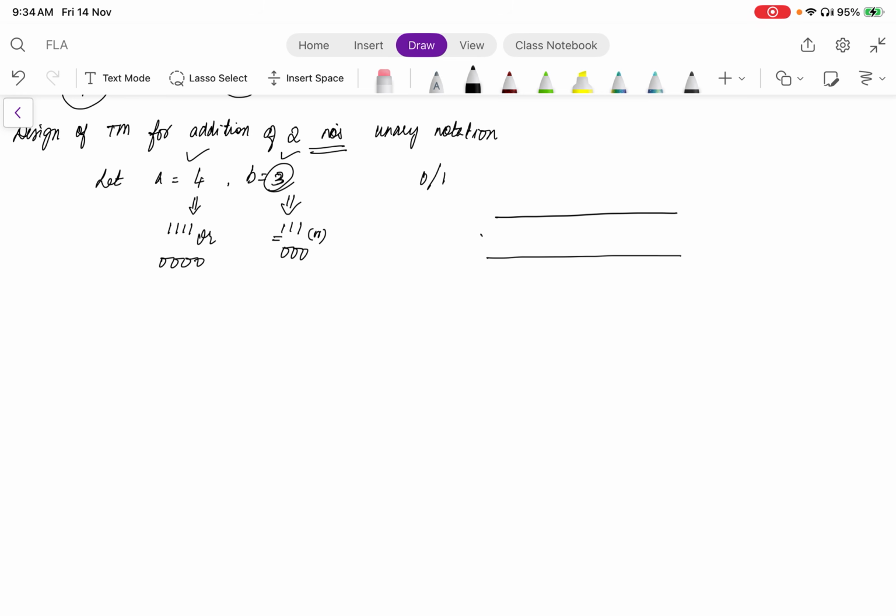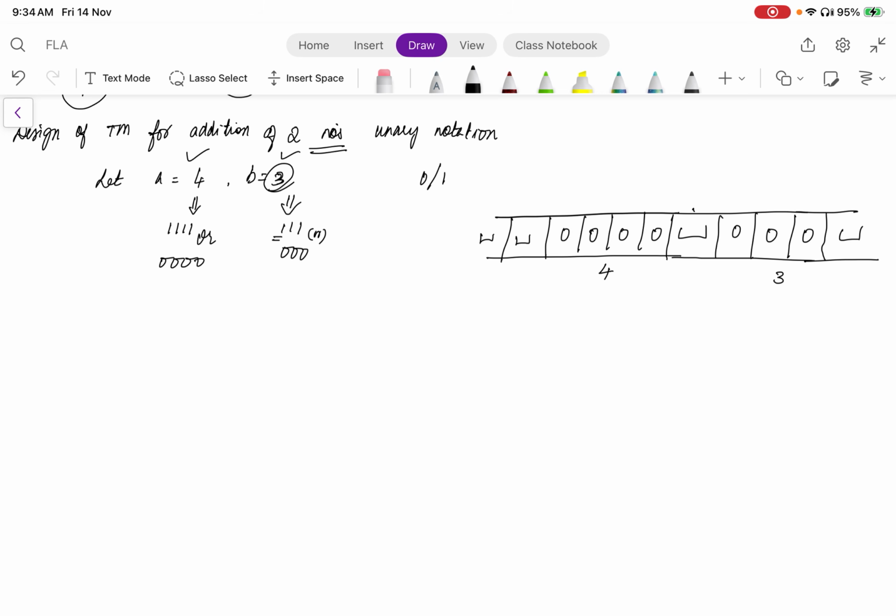Your input tape will have blank space before the string and after the string also. So four ones, four zeros, sorry. I am representing using zeros. Four zeros. In between, I'm using a separator to separate two numbers. Next number is 3. 4 plus 3. After this, it's a blank space. So this is the 4 representation. This is 3 representation. In between, you have a separator to separate these two numbers. Now let's see how you can add these two numbers.